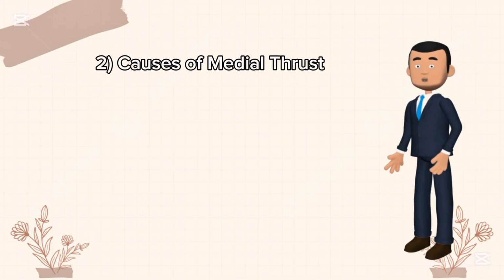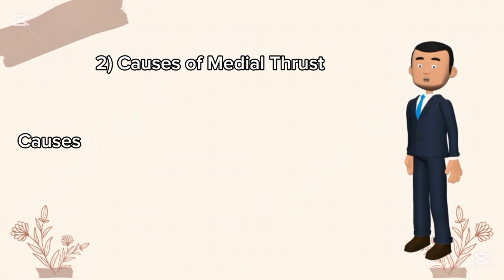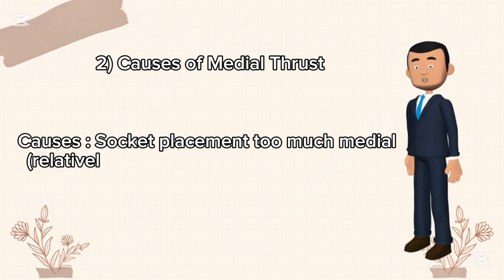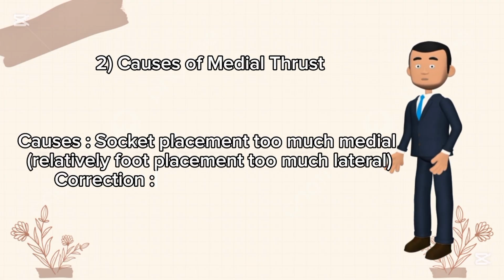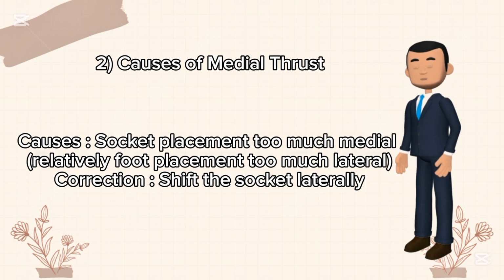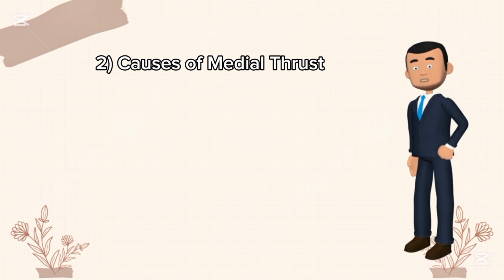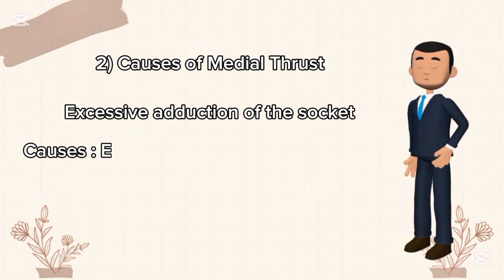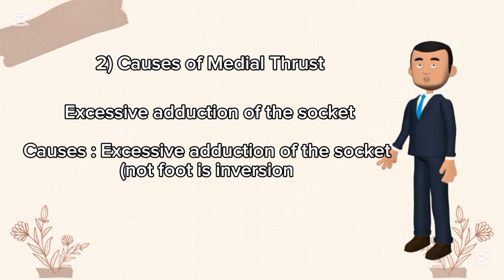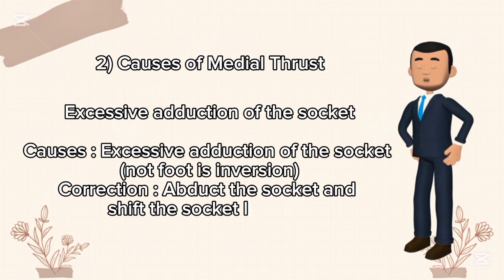And the second is causes of medial thrust. For the causes, first is socket placement too much medial. For the correction, shift the socket laterally. And the second is excessive adduction of the socket. And for the correction, abduct the socket and shift the socket laterally.